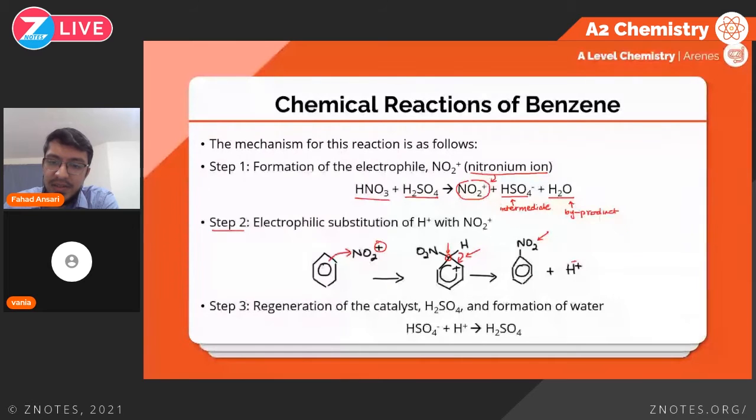And H plus over here is another intermediate. This is going to react with the previous intermediate, HSO4 negative, that was from the first step. That's going to regenerate your catalyst, which is sulfuric acid. So this is the three-step mechanism for electrophilic substitution using nitric acid and sulfuric acid catalyst.